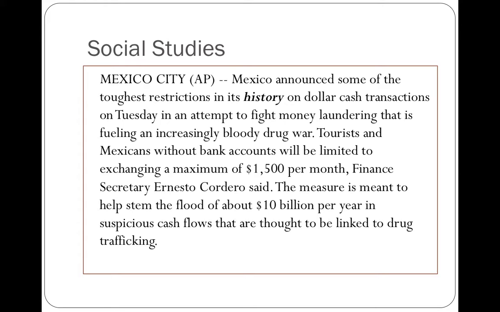Mexico announced some of the toughest restrictions in its history on dollar cash transactions on Tuesday in an attempt to fight money laundering that is fueling an increasingly bloody drug war. The tourists and Mexicans without bank accounts will be limited to exchanging a maximum of $1,500 per month, Finance Secretary Ernesto Cordero said. The measure is meant to help stem the flood of about $10 billion per year in suspicious cash flows that are thought to be linked to drug trafficking. So go ahead and take a moment to identify the details and then what your main idea and your topic are.